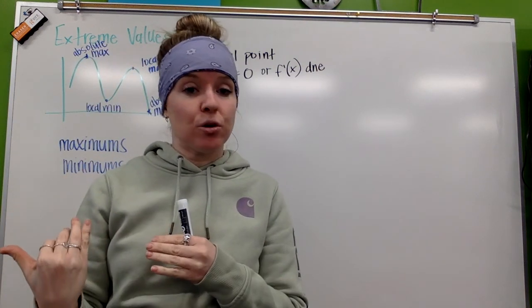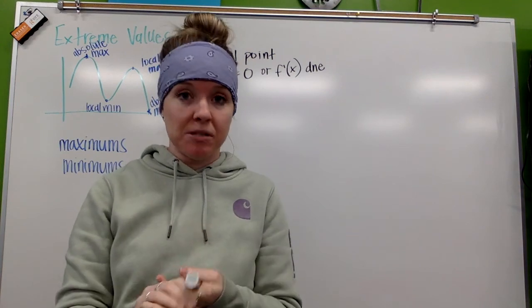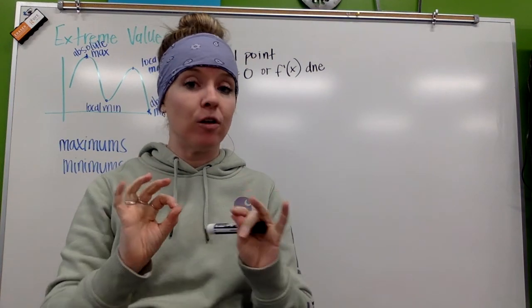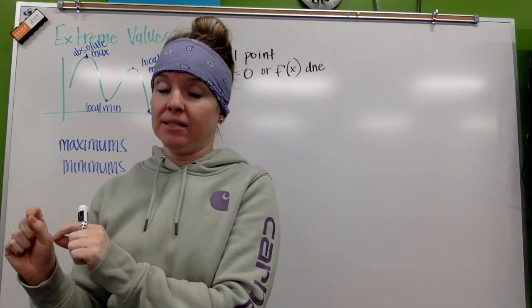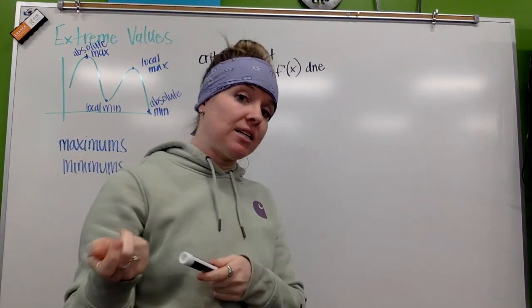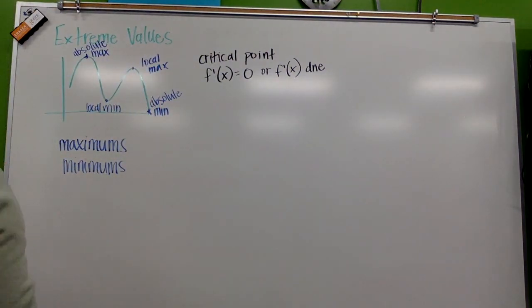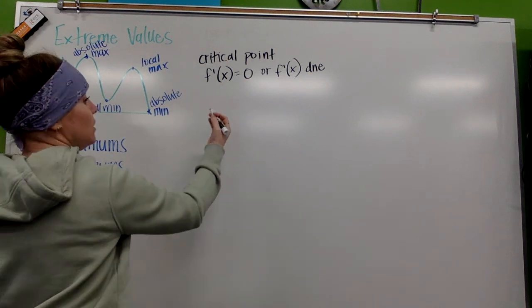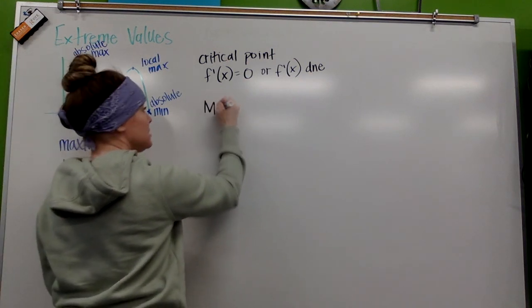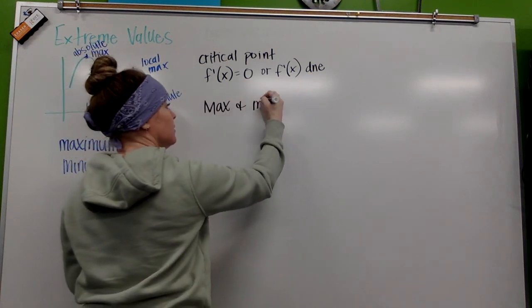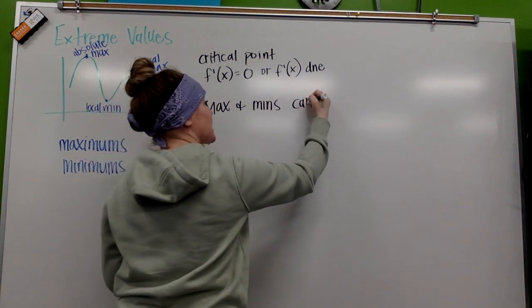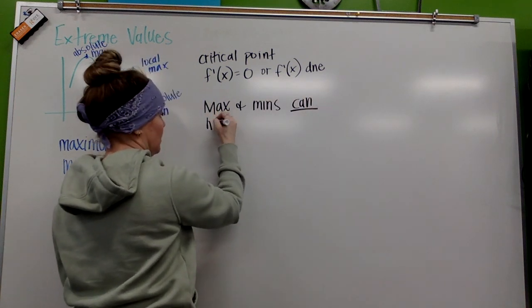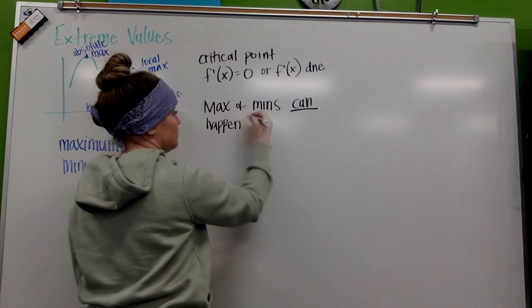What's happening at these critical points is potential maximums and minimums. Okay, I say careful, potential max and mins. Not guaranteed, but it's an option. So we'll add that here. Our max and mins, we'll say they can happen at these critical points.